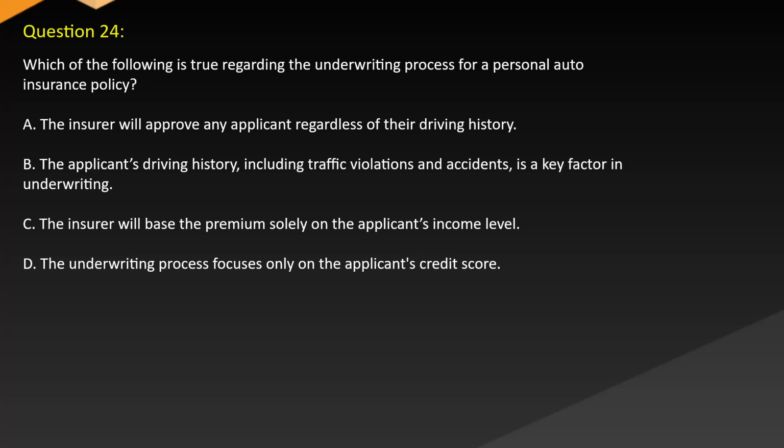Question 24. Which of the following is true regarding the underwriting process for a personal auto insurance policy? A. The insurer will approve any applicant regardless of their driving history. B. The applicant's driving history, including traffic violations and accidents, is a key factor in underwriting. C. The insurer will base the premium solely on the applicant's income level. D. The underwriting process focuses only on the applicant's credit score.